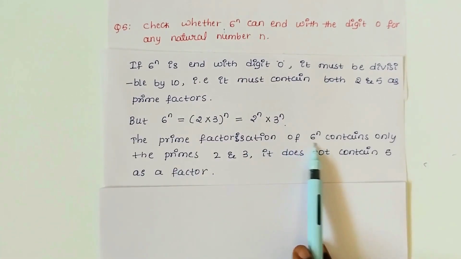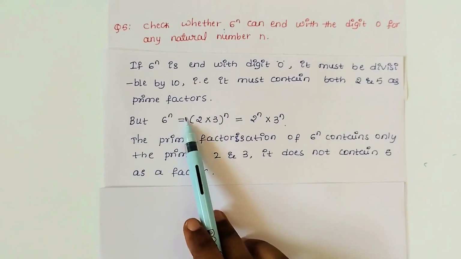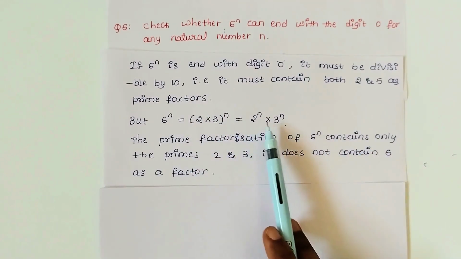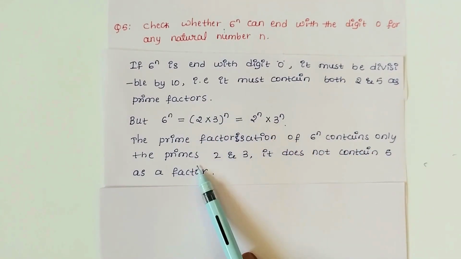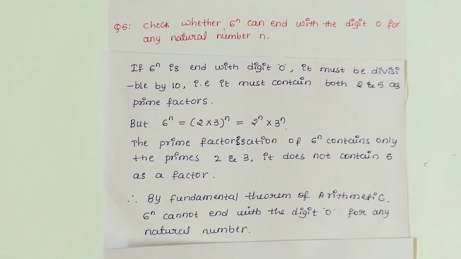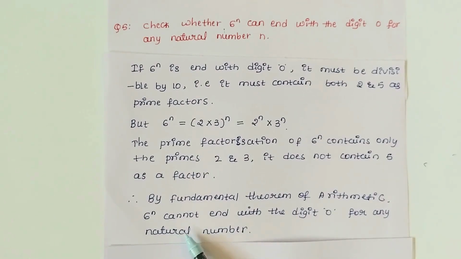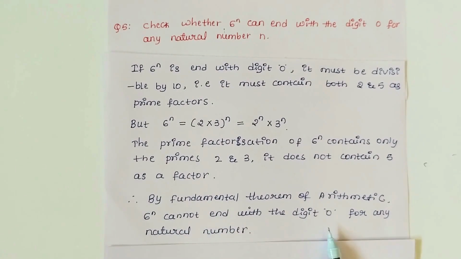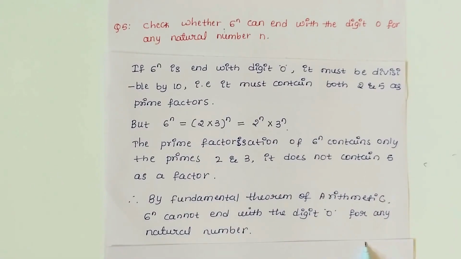So the prime factorization of 6 to the power n contains only 2 and 3 as its primes. It does not contain any 5 as a factor. So by the fundamental theorem of arithmetic, 6 to the power n cannot end with the digit 0 for any natural number.